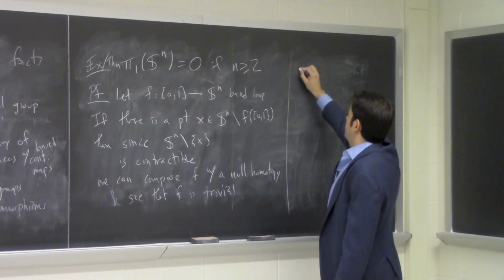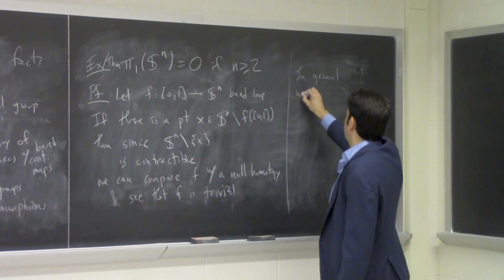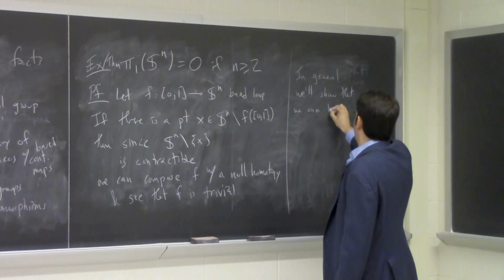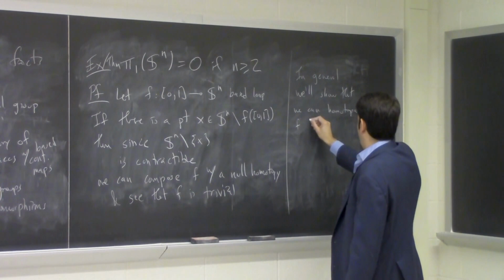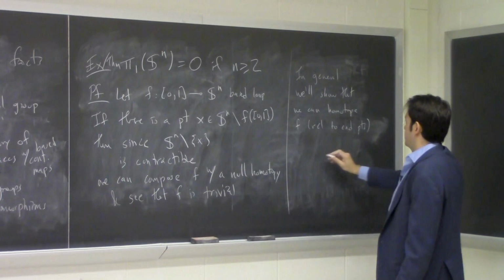So in general, we'll show that we can homotope f, relative to endpoints, so there's a path homotopy, to a map that is not surjective.